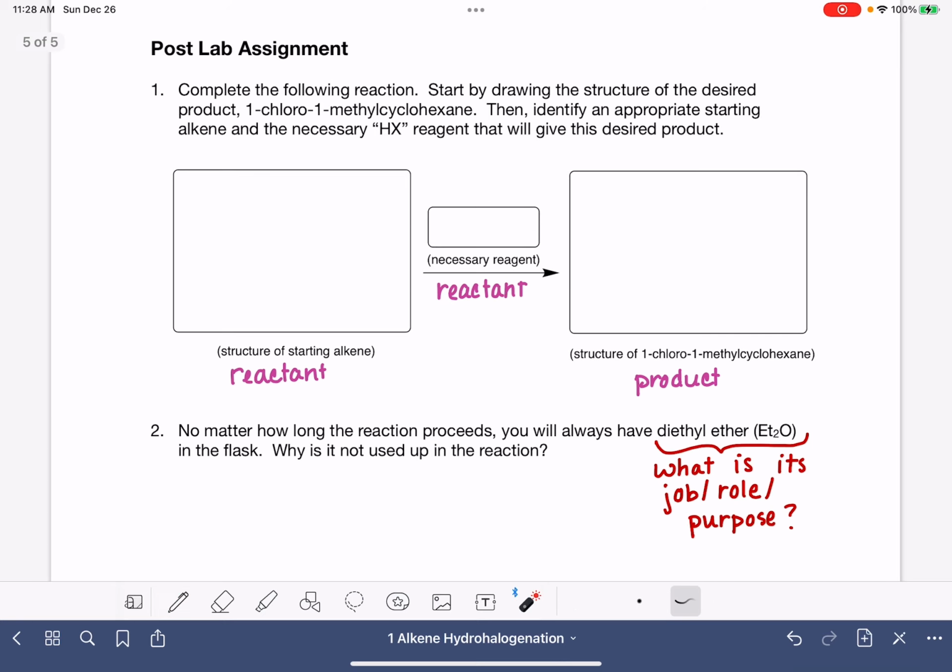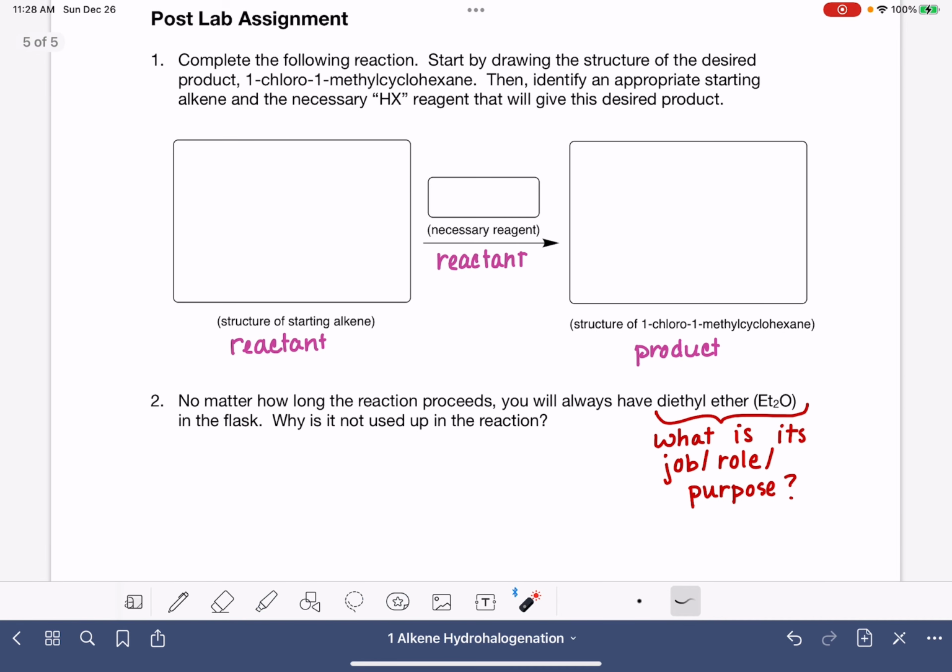Once you identify the purpose or the role of the diethyl ether, then I want you to ask yourself, does that type of molecule, does that job cause the molecule to get depleted? Does it go away? Does it get used up? Does it get converted into something else? Or does it just sit there kind of inert, not really doing anything in terms of the chemical reaction?